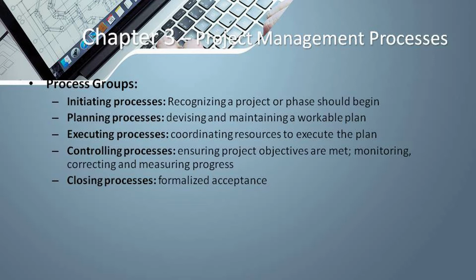Initiating processes recognize a project or phase should begin. According to PMI, initiating helps to set the vision of what is to be accomplished. This is where the project is formally authorized by the sponsor, initial scope is defined, and the stakeholders are identified. Stakeholder identification is crucial here because correct identification, and later we'll see how to manage the stakeholders, can literally make or break the project.